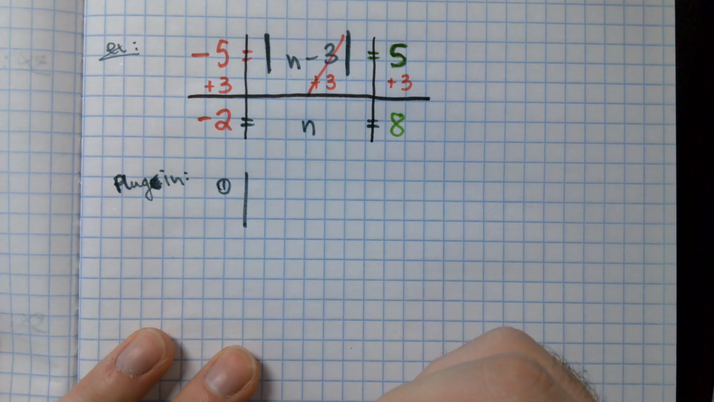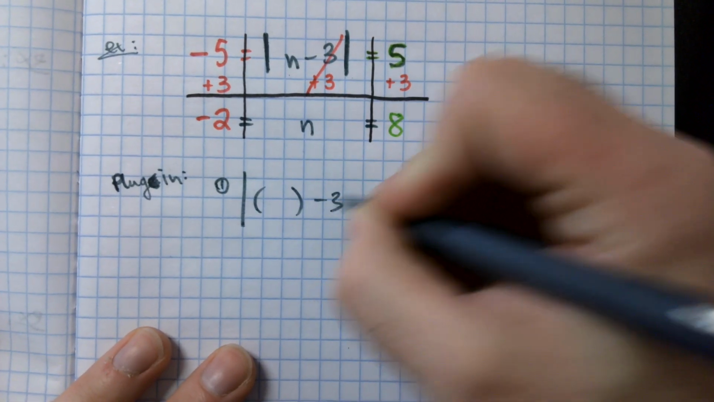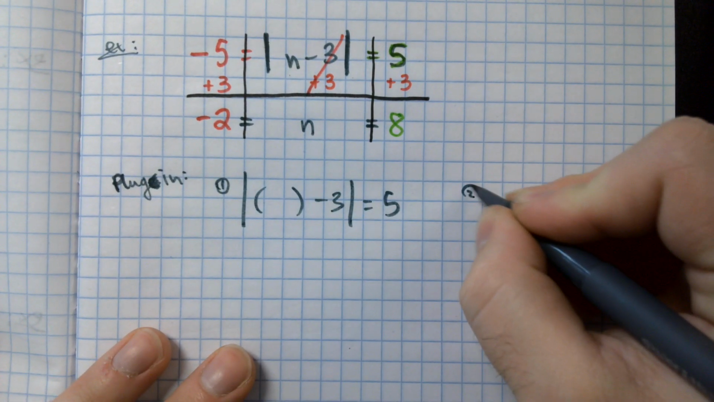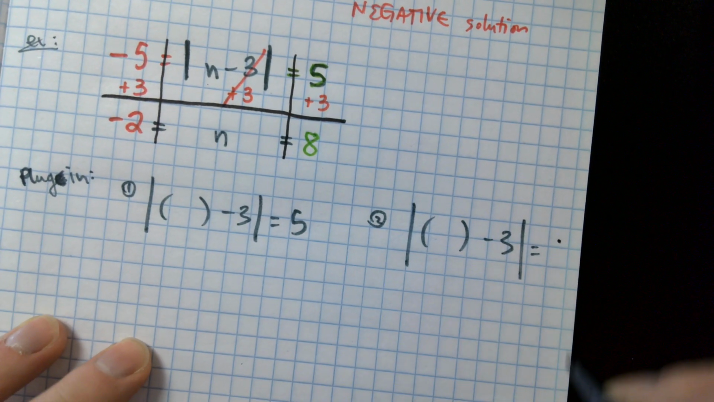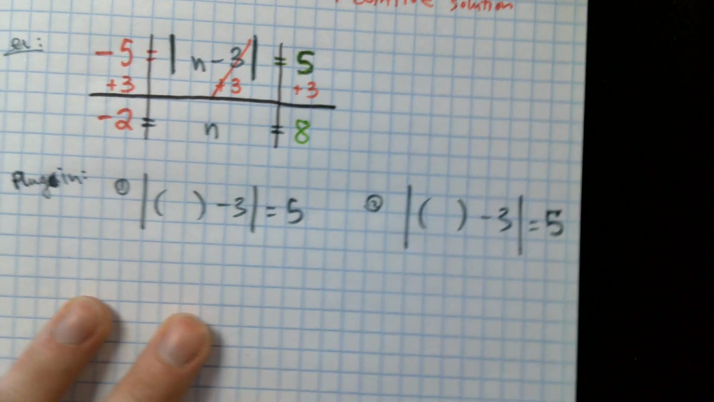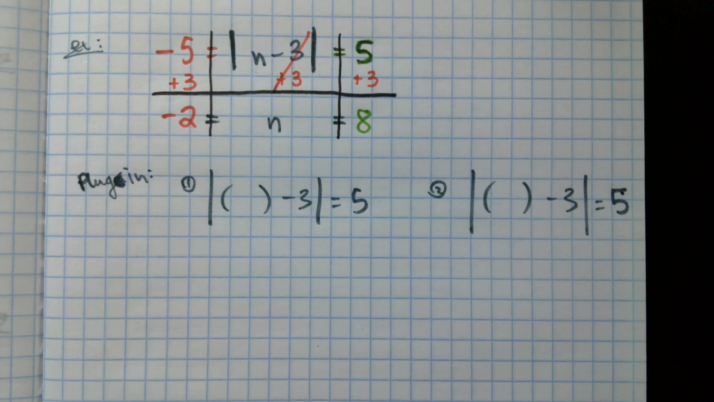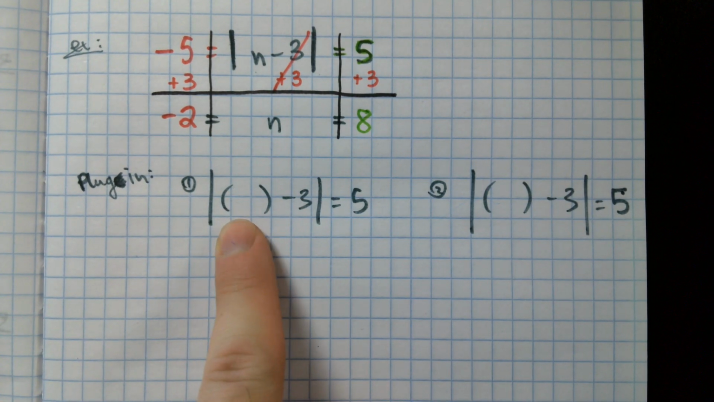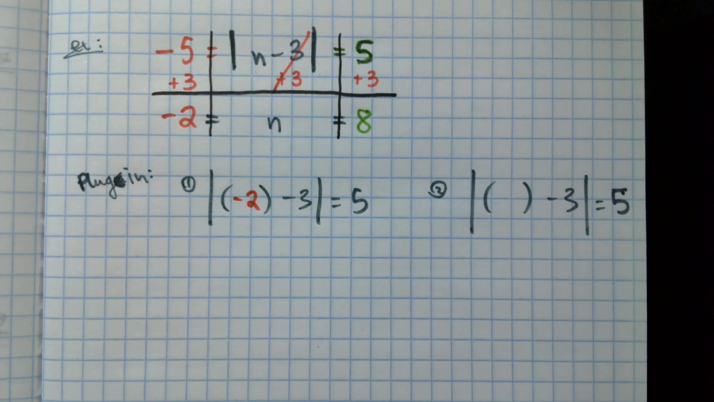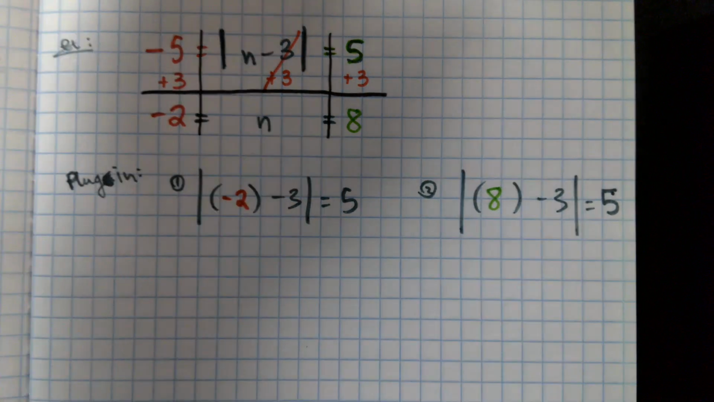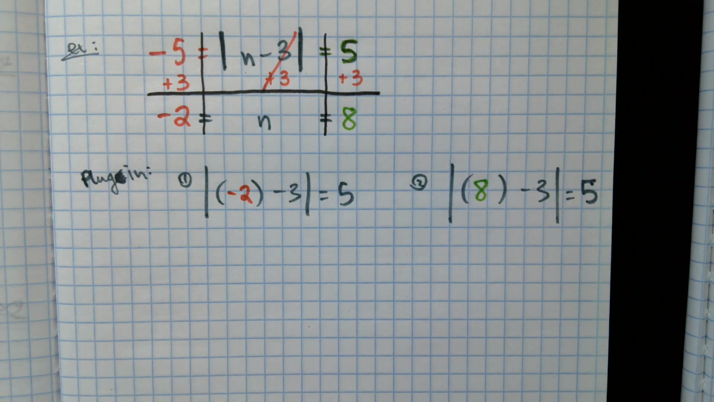If I have the absolute value of n minus 3 equals 5, and the absolute value of n minus 3 equals 5 again, because I have 2 solutions, I'm going to plug and check twice. The first number I'm going to plug in is negative 2. The other number I'm going to plug in is positive 8. Everybody with me so far? Yeah? Okay.